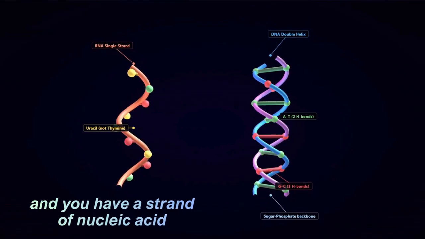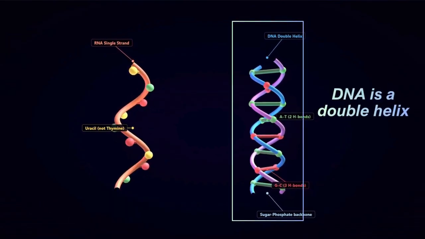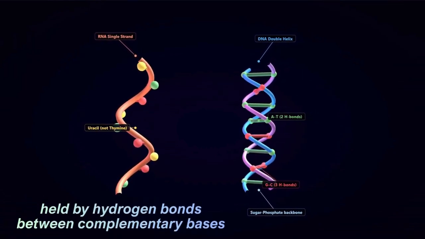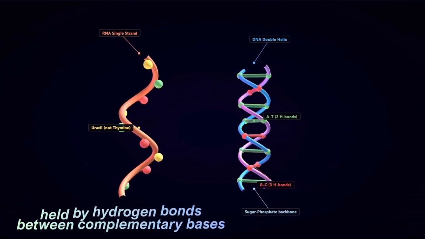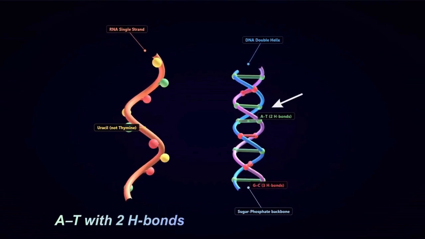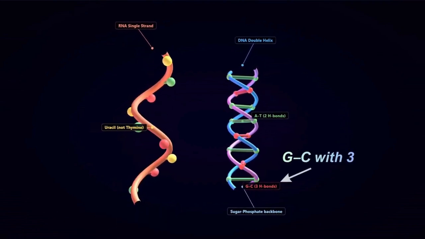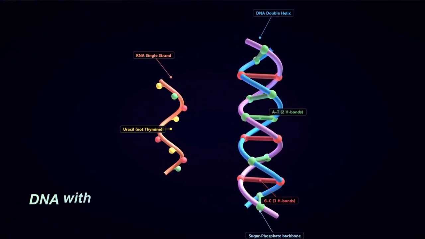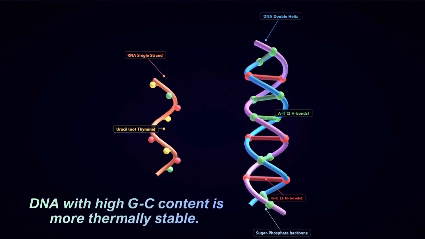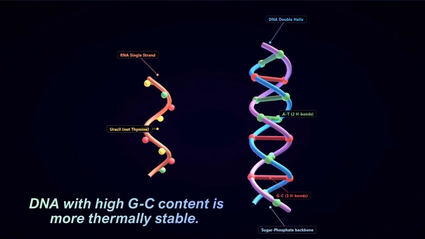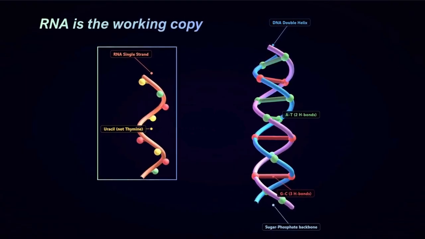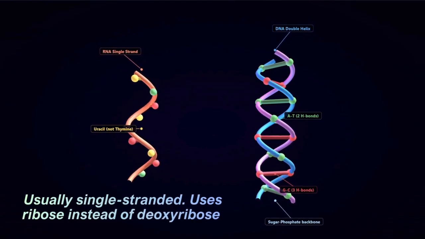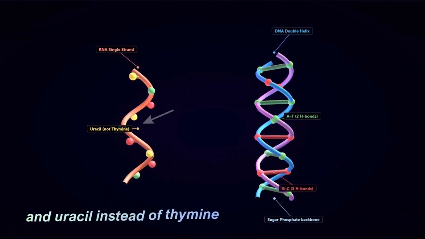The base sequence is the message. DNA is a double helix, two antiparallel strands coiled around each other, held by hydrogen bonds between complementary bases. Adenine thymine with 2 hydrogen bonds, guanine cytosine with 3. Guanine cytosine pairs are stronger, harder to separate, which is why DNA with high guanine cytosine content is more thermally stable. RNA is the working copy, usually single-stranded, uses ribose instead of deoxyribose, and uracil instead of thymine.